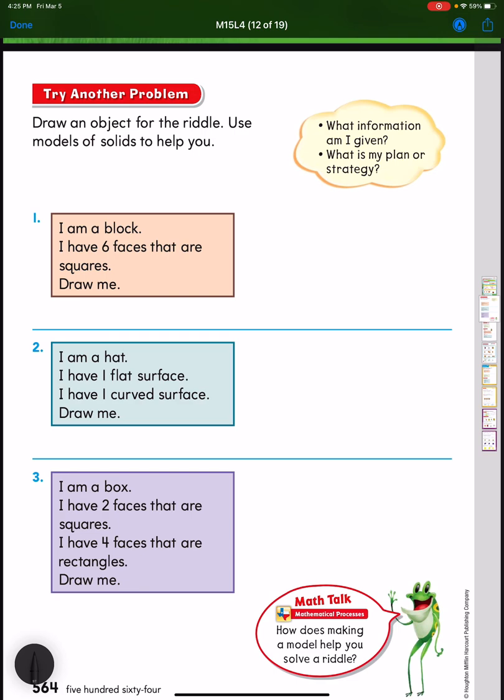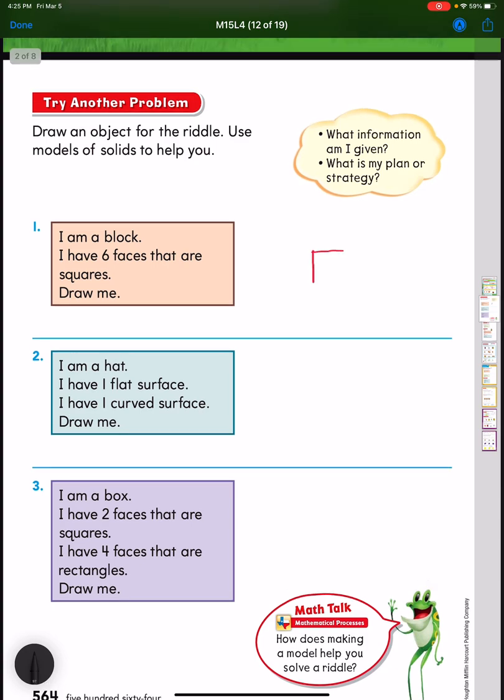Draw me. All right, so I know the object is a block, and I know it has 6 faces that are squares. So I'm going to draw my square. I'll start with this. Here's my square face. It's got to have 6 of those. So I'm going to do the best that I can to draw what that looks like. Remember, drawing 3D shapes is a little tricky. So all I want you to do is do the best that you can do. And at any time, you can pause my video.